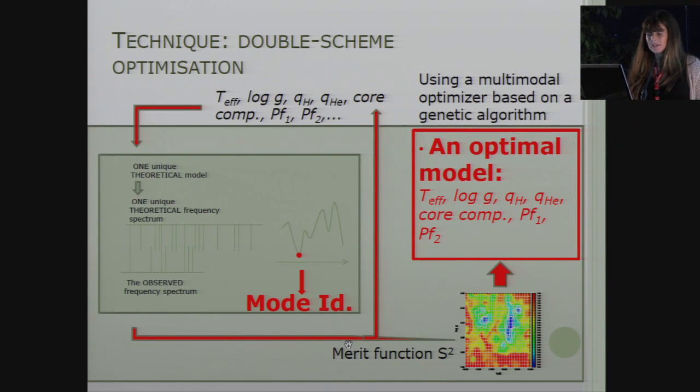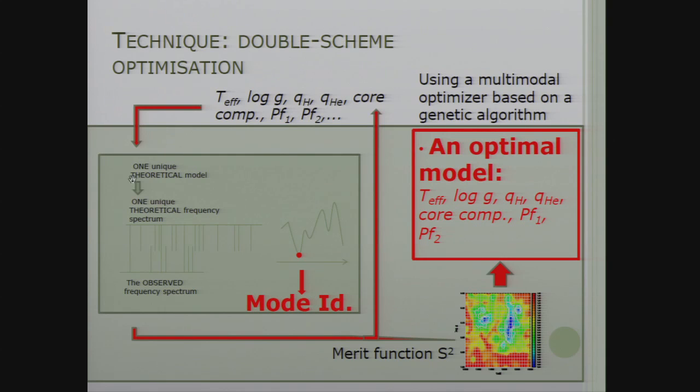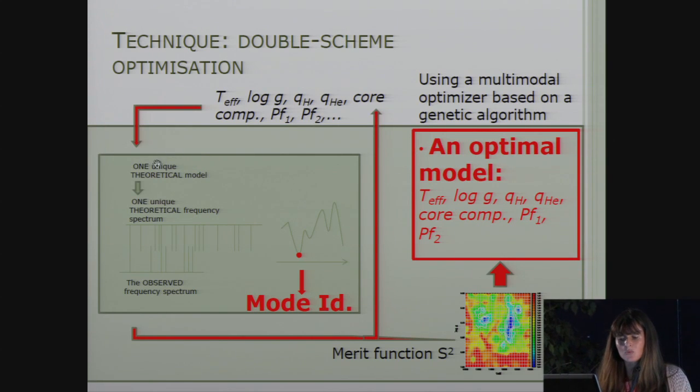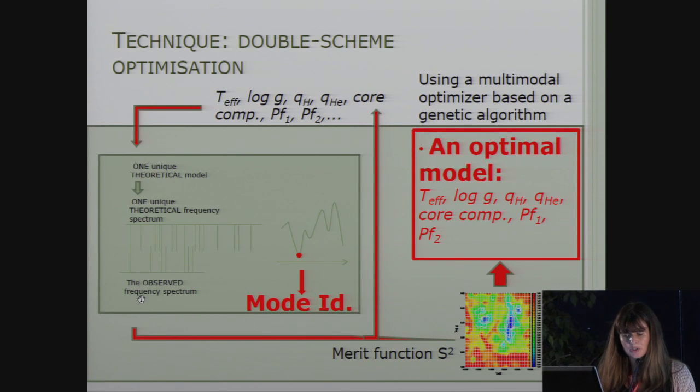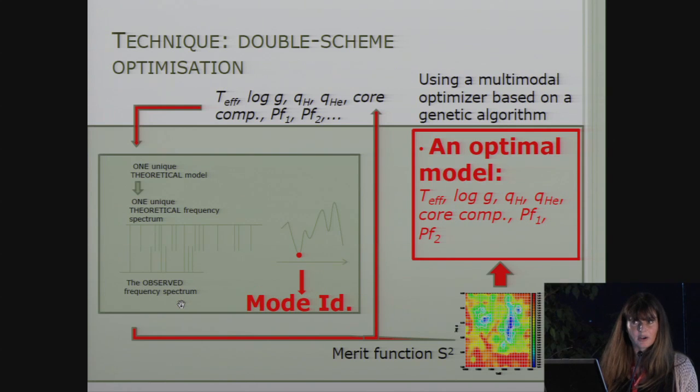Sorry. So, more about the technique. It's a double-scheme optimization. Basically, we have one first optimization right here. We have one model, defined uniquely by the temperature, log g, etc. We define one unique model, and with that unique theoretical model, we define one unique frequency spectrum that we get here, and we compare it to the observed frequency spectrum. We have as many parameters as we want to compare it to. If we have our 13 parameters, we're comparing to 13 theoretical frequencies.